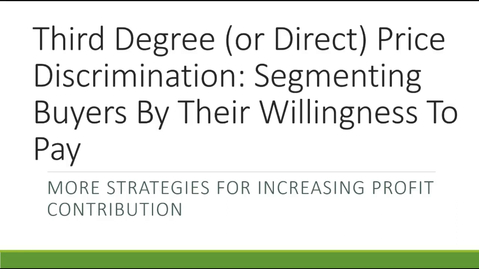This video considers third-degree price discrimination, or what I'm also going to call direct price discrimination. The idea of direct price discrimination is that the firm is going to take actions itself to divide up its customers into different groups or different segments, according to what it thinks is their willingness to pay.